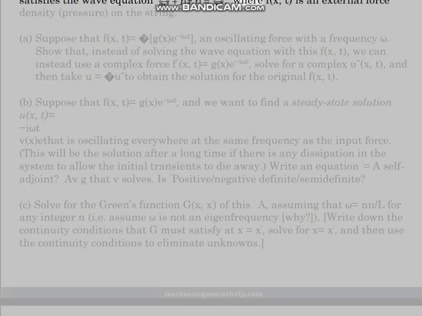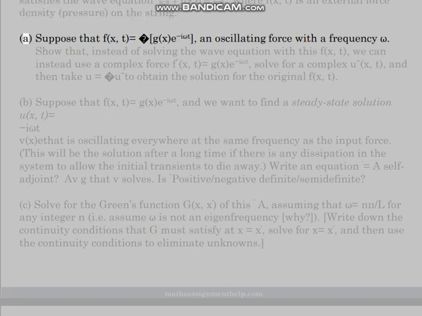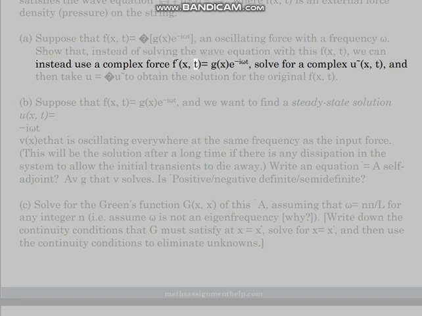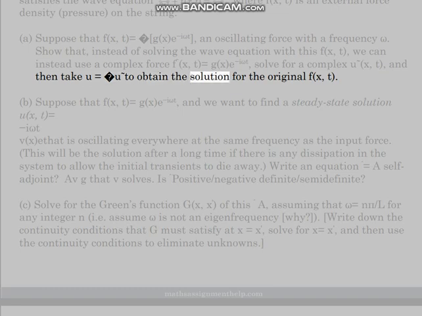satisfies the wave equation, where F(x,t) is an external force density, pressure, on the string. A. Suppose that F(x,t) equals g(x) e^(-iωt), an oscillating force with a frequency omega. Show that, instead of solving the wave equation with this F(x,t), we can instead use a complex force F(x,t) equals g(x) e^(-iωt), solve for a complex u(x,t), and then take the real part of u to obtain the solution for the original F(x,t).